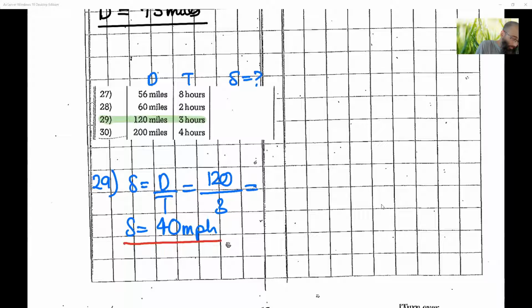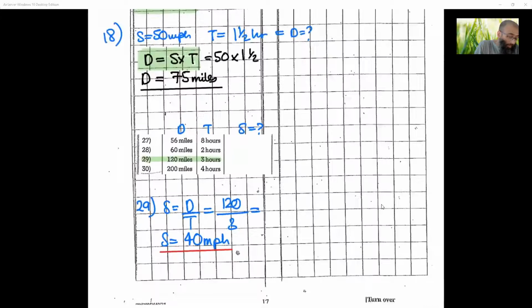Question number 29. They're giving us the distance and the time, and the speed we don't know. So speed is equal to distance divided by time. That's our formula. So the speed is 40 miles per hour. Okay, your question now, everybody.